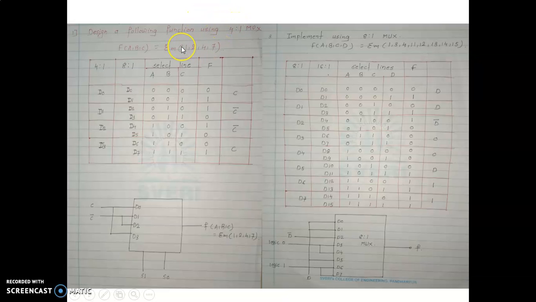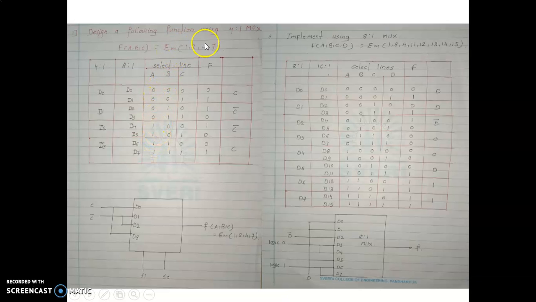Now how to implement it? First we have to draw this type of table. In order to draw this table, first we have to consider the input variables. We can write them as select lines A, B and C. So first we need to write ABC. We can represent C as 0, 1, 0, 1, 0, 1, 0, 1, B as 0, 0, 1, 1, 0, 0, 1, 1, and A as 4 times 0, 4 times 1.